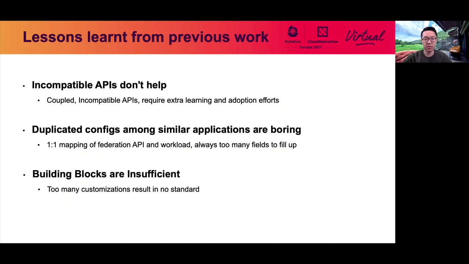As an early participant and adopter of Kubernetes Federation, the major lessons we learned from previous work are as follows. Coupled APIs embedding application definition, placement requirements, and customization requirements are complicated. And the API incompatibility really slowed down people's adoption. One-to-one mapping of federation API and workload is redundant, which results in too many fields to fill up every time we create applications. And the building blocks are insufficient. Lack of turnkey solution and too many customizations result in no standard.